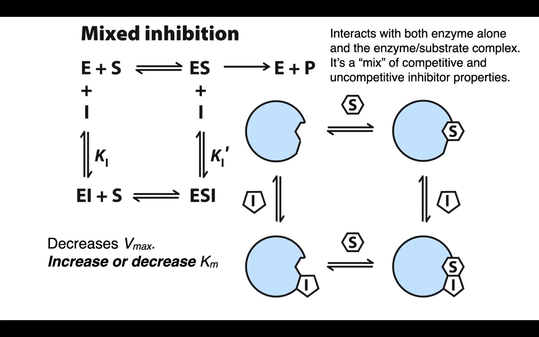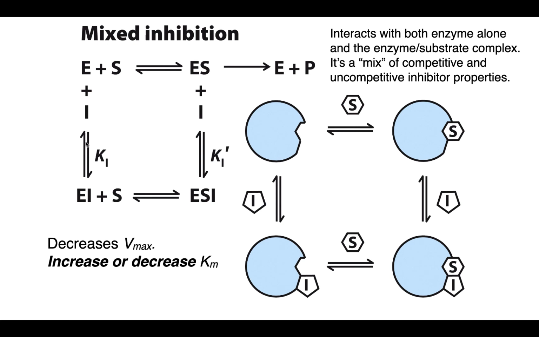The last type of inhibition that we're going to look at is called mixed inhibition. This type of inhibitor interacts with both the enzyme alone and the enzyme substrate complex. It is a mix of both competitive and uncompetitive inhibitors. What that means is that it's going to decrease the Vmax for sure, but it may increase or decrease the Km. It sort of depends upon its affinity.